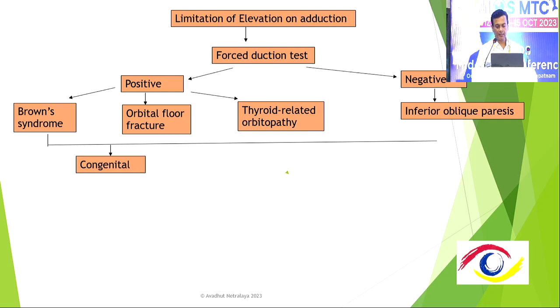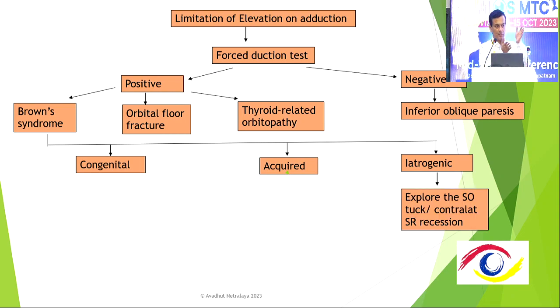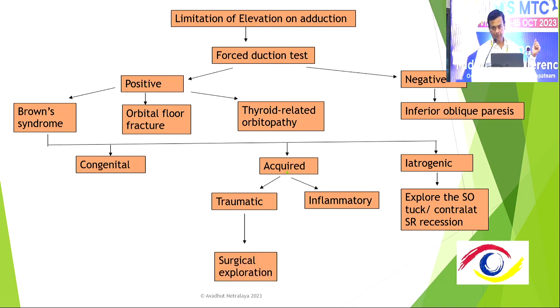If it is Brown's, it can be either congenital, or acquired, or sometimes iatrogenic. Iatrogenic means if you are doing surgery for a superior oblique palsy, what we call a tuck or double breasting of the superior oblique, and if it is an extra tuck, then you might get acquired Brown's. Acquired Brown's can be traumatic, or it can be inflammatory. Traumatic can be because of some trauma, we need to explore the wound. For inflammation, or what we call orbital inflammation, you treat it with steroids or non-steroidal agents.